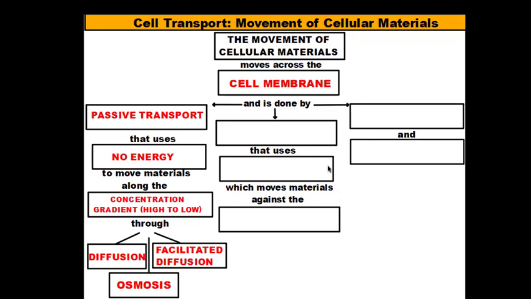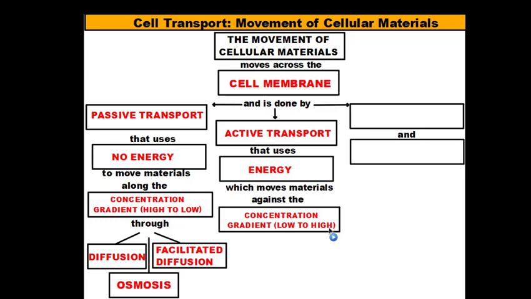Now, the second type of transport is the exact opposite of passive transport. This type of transport is actually called active transport. If you're wondering why it's called active, well, if you're being active, you're using something, and that something is energy. So active transport uses energy. And the reason why it needs to use energy is because it has to move against the natural flow of things, or the concentration gradient. So instead of going from high to low, like passive transport does, active transport goes from low to high.